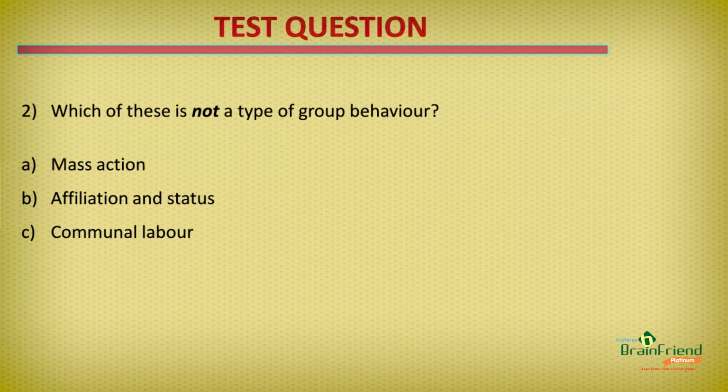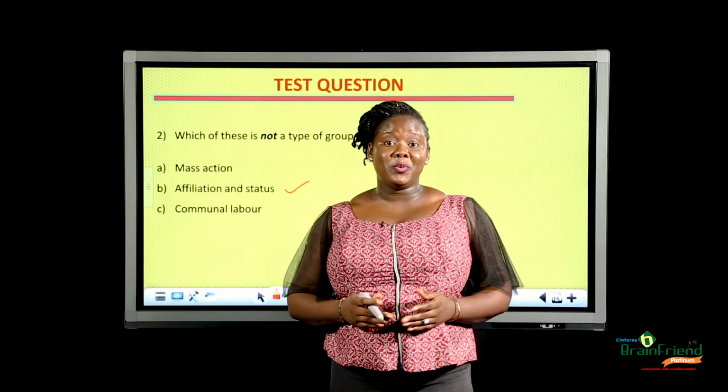Question 2. Which of these is not a type of group behavior? A. Mass action. B. Affiliation and status. Or C. Communal labor. The correct answer is B. Affiliation and status.